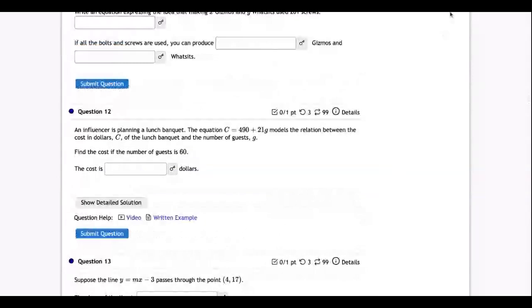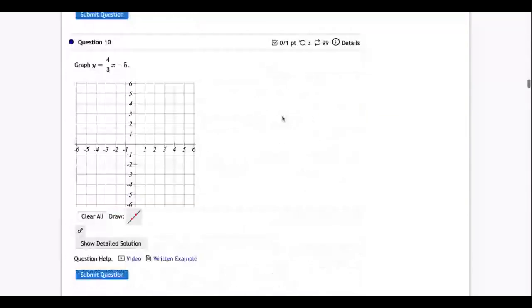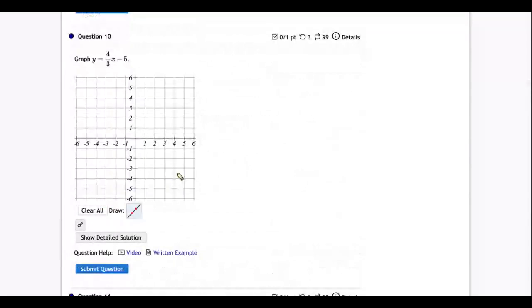It's pretty easy, the exam. Okay, let's go over question 10. What's your question? So it gives you this linear equation and asks you to graph it.